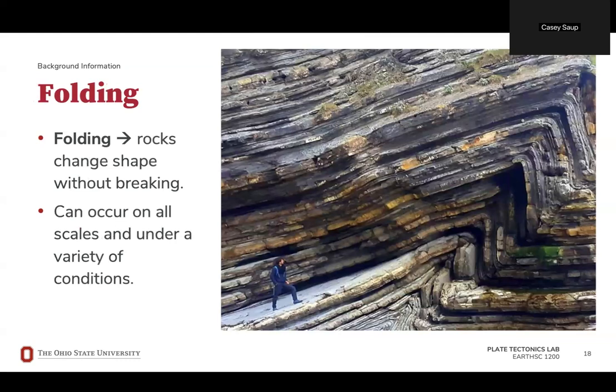Folding occurs when rocks deform by bending instead of breaking. This ductile deformation can happen on various scales and under different conditions. Folds are often classified based on their shape and orientation, such as anticlines, which are upward arching folds and resemble a frown, and synclines, which are downward arching folds which resemble a smile.